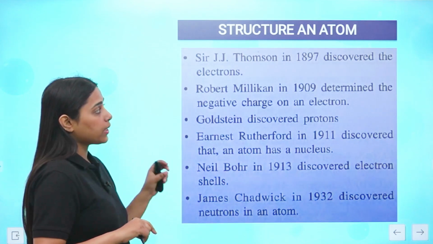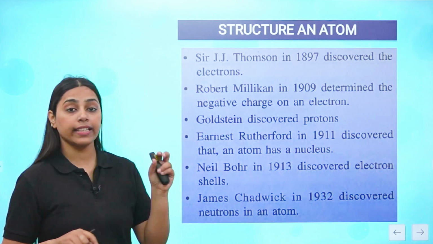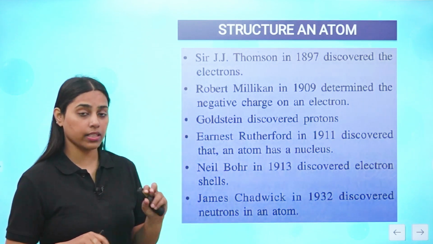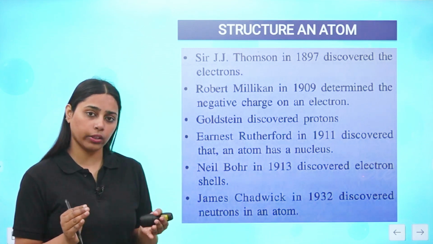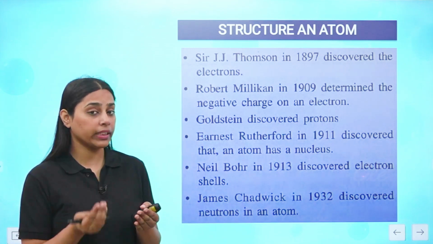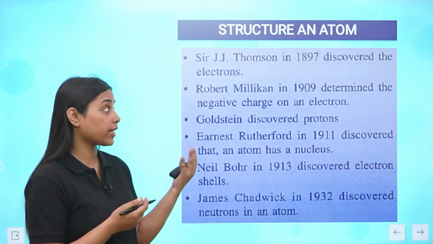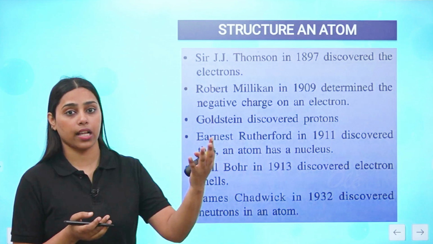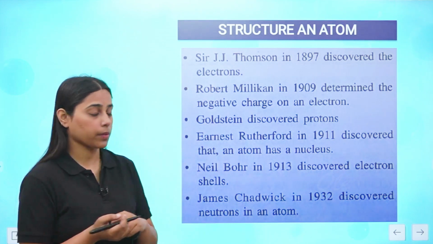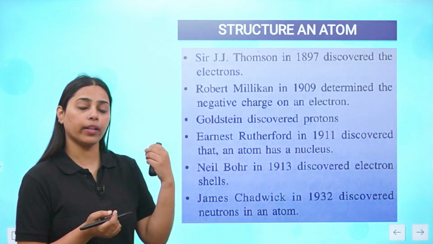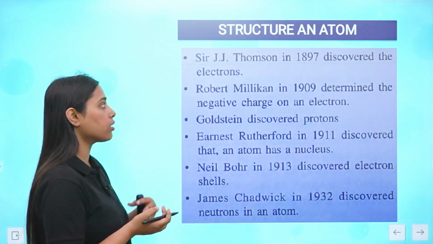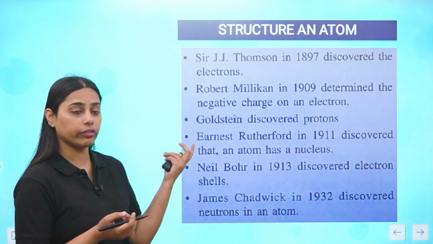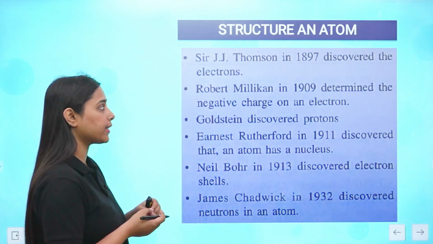Sir J.J. Thomson in 1897 discovered these electrons by certain experiments. These experiments are not part of your syllabus right now. You'll be dealing with these experiments, how these electrons, protons and neutrons were discovered, in 9th class. Right now just be aware of who discovered these electrons. So Thomson performed certain experiments and he concluded the discovery of these electrons in 1897.